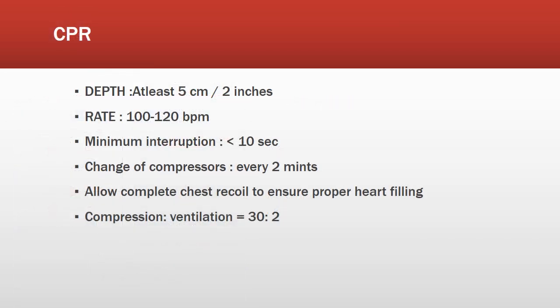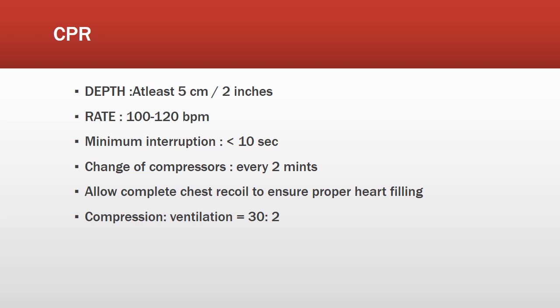So the components of good CPR include: the depth should be at least 5 cm, that is 2 inches. I'm talking about an adult patient. The compression rate should be 100 to 120 per minute. Interruptions should be minimized to less than 10 seconds. Compressors should switch position every 2 minutes because they may fatigue and it will result in poor compressions. Allow complete chest recoil to ensure proper heart filling. The compression to ventilation ratio should be 30:2, that is 30 compressions and 2 breaths.